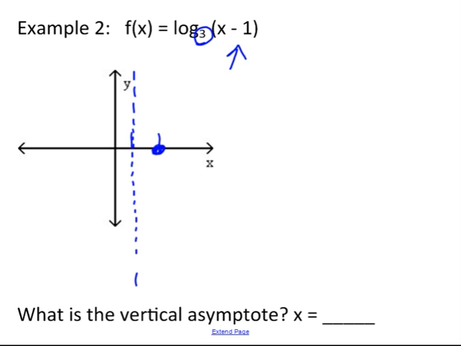And remember, when you draw your graph, it has to go through that point that we shifted. The line is going to get closer and closer to our vertical asymptote, but it's not going to cross it. If we move 1 unit to the right, we're now at x equals 1. So our vertical asymptote is x equals 1.